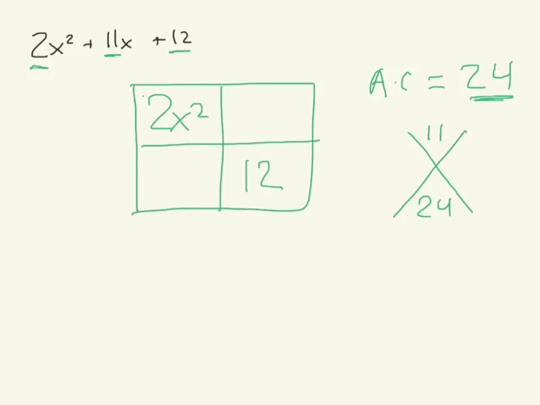So we said 3 and 8 are the numbers we're going to work with, so let's do 3x and 8x. And we can see that this is correct because if we combine 8x and 3x, we'd get 11x right here. Okay?